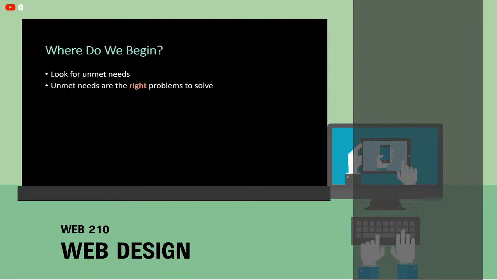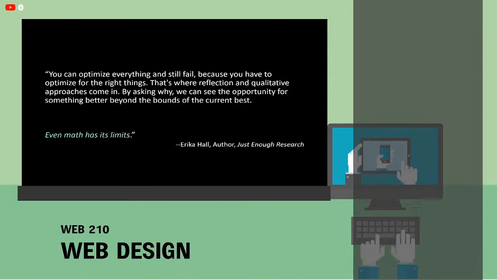But here is our final thought, and it's a quote. You can optimize everything and still fail, because you have to optimize for the right things. That's where reflection and qualitative approaches come in. By asking why, we can see the opportunity for something better beyond the bounds of the current best. Even math has its limits.